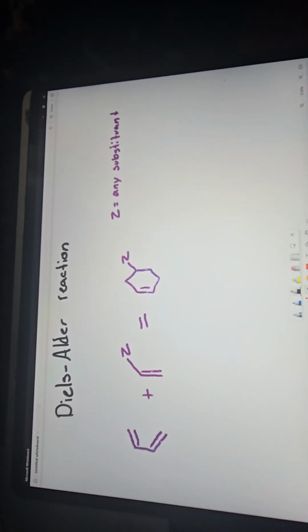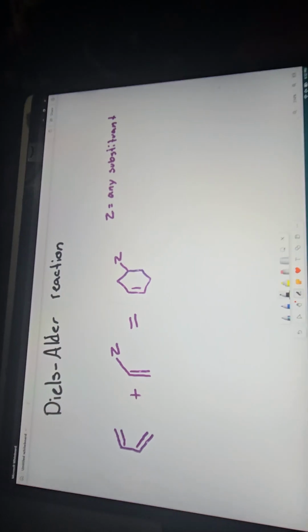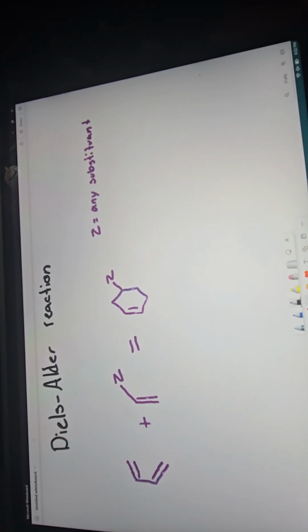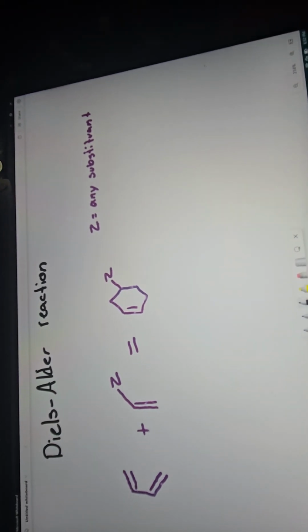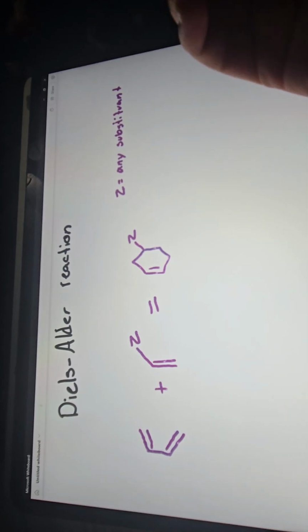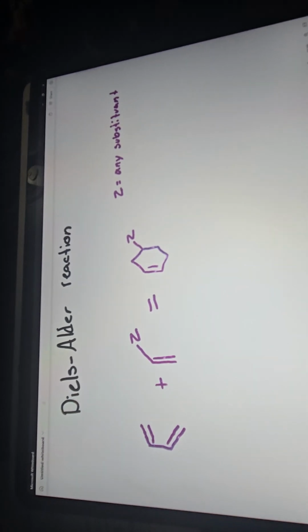So for my video assignment, I've chosen to do it on the Diels-Alder reaction because I feel like I understood that reaction the most out of everything that was taught. I understood a lot of it fairly well, but I just grasped onto the Diels-Alder. The Diels-Alder reaction was named after its two discoverers, Otto Diels and Kurt Alder.